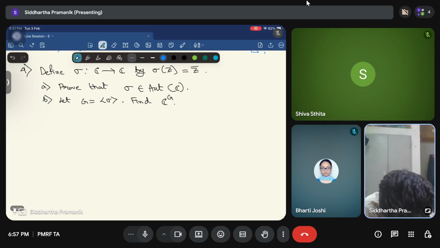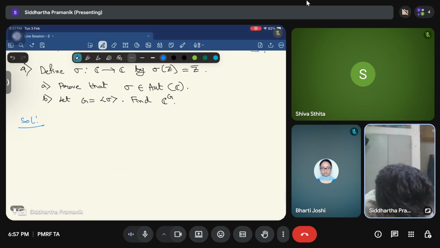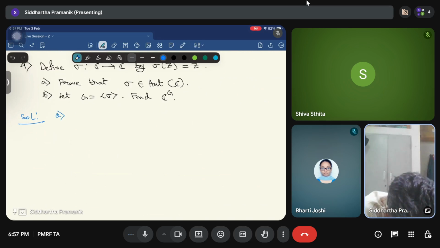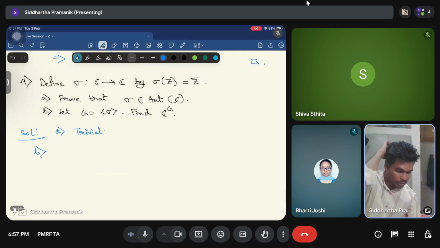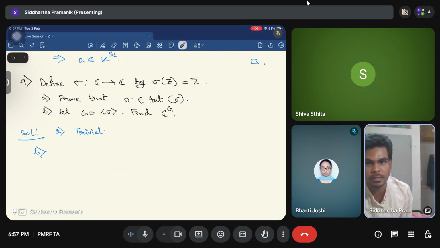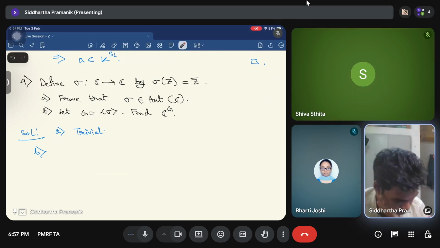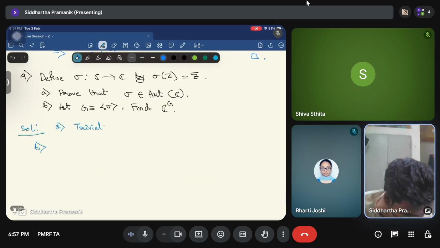So there are two things we need to do. So it's an automorphism of C, that is actually a routine check. So I just write trivial. But how to do part B? How to find its fixed field? So any guess what will be the fixed field of this conjugation map or conjugation automorphism? Actual axis, the real numbers. Yeah, the real numbers.